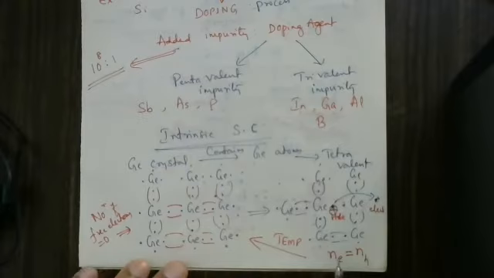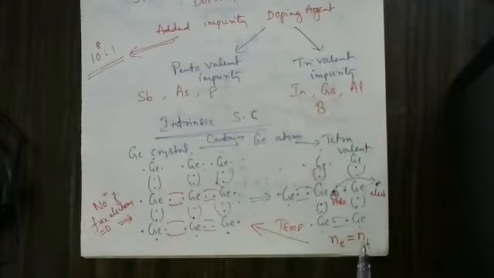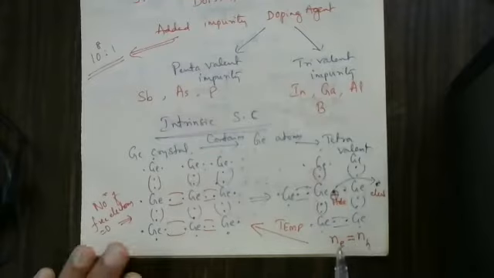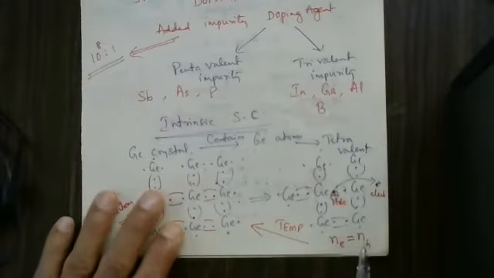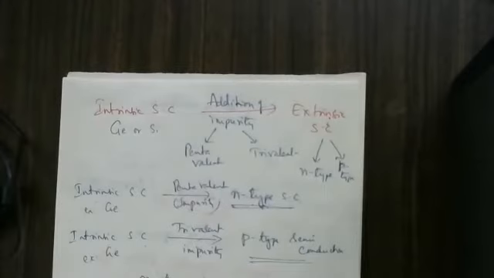So therefore, the number of electrons is equal to the number of holes. The current due to the electrons and the current due to the holes are equal to each other. Number of electrons is equal to number of holes here. Therefore, intrinsic semiconductors have no use.